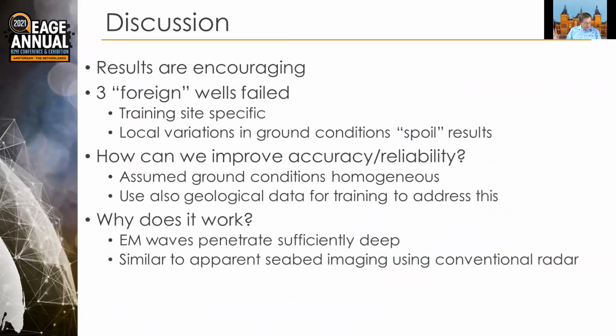So I've said most of this already. The question is now how do we move forward? The network assumes the ground conditions are homogeneous, but they're not. So the obvious thing to do is to feed additional information based on the geology to this, which we are currently developing.